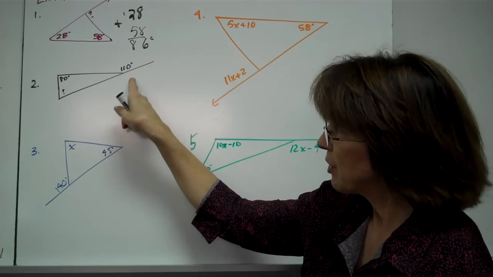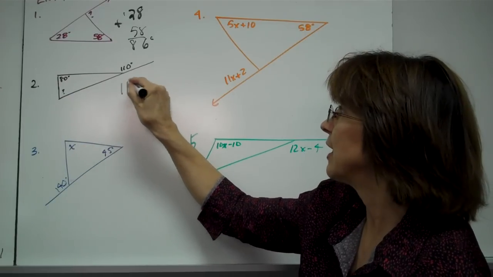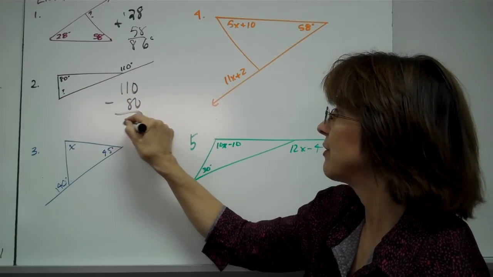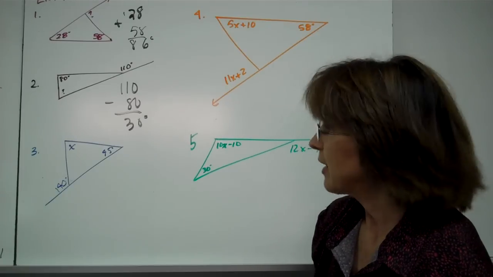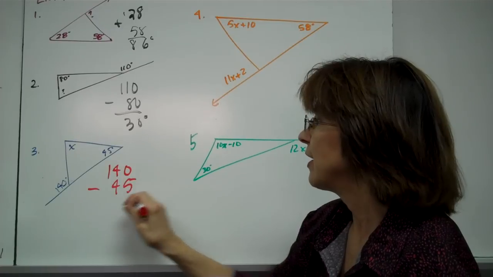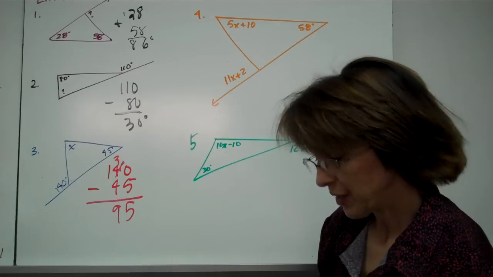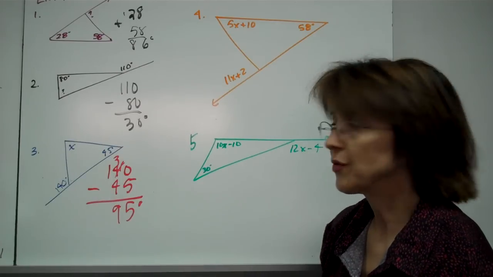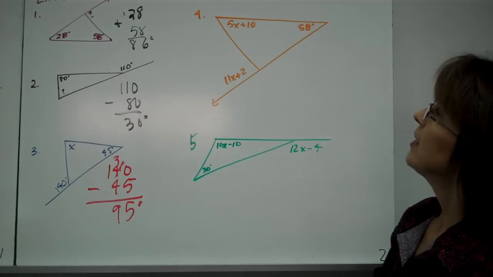This one, they gave us the exterior angle, and we have to find the other interior angle. So in this case, we would subtract 110 minus 80, which gives us 30 degrees. This one, the same thing. We subtract 140 minus 45, and that is going to give us 95. We have to do all the borrowing and everything, but you get 95 degrees. Did I do that right?